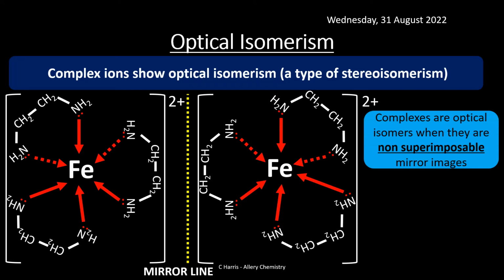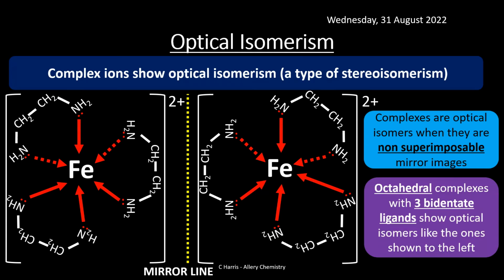If you'd seen the previous video for year one, I had my hands out and I was overlapping them and trying to turn them over each other. Anything that is non-superimposable will be optical isomers. So they're mirror images of each other. You can see with this complex here, we put a mirror line down the middle, and they are definitely optical isomers because they're mirror images of each other.